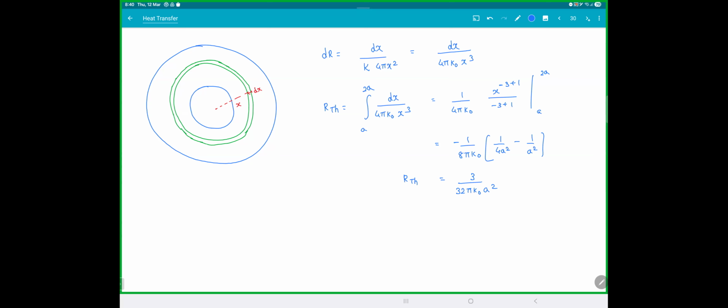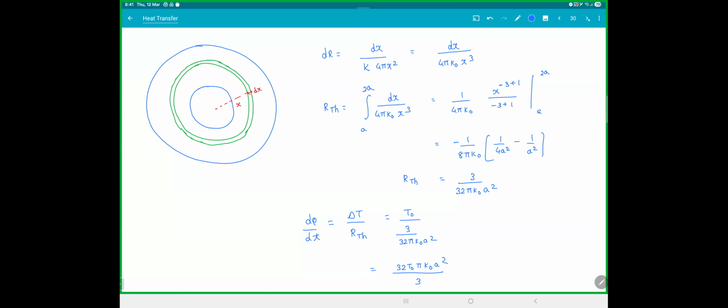What is the heat flow? Temperature difference by thermal resistance. Once you get R thermal, everything will fall in place. This is T naught by R thermal. Great.